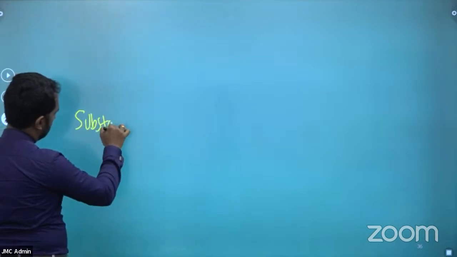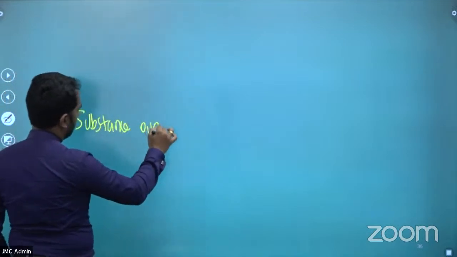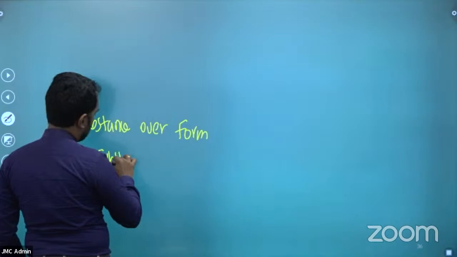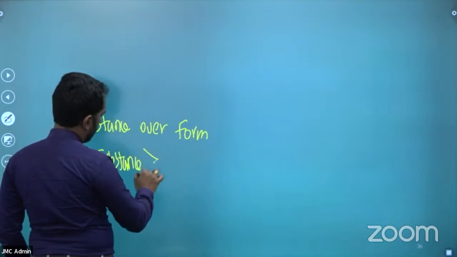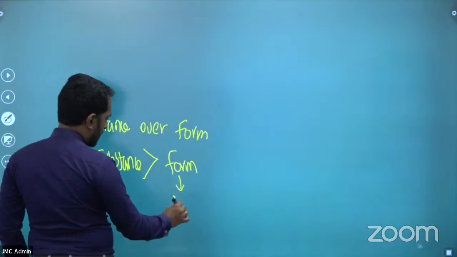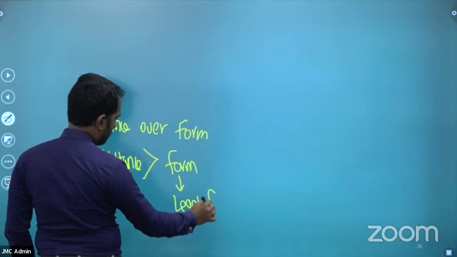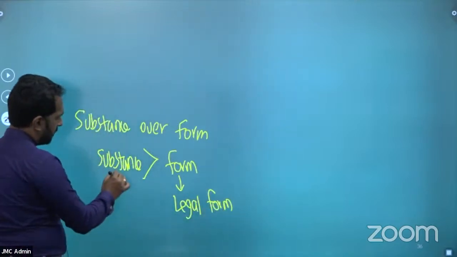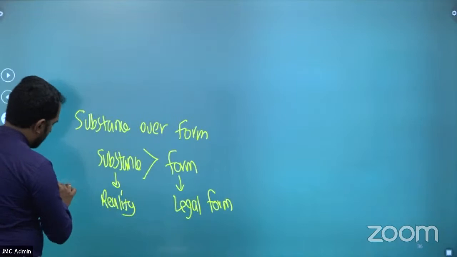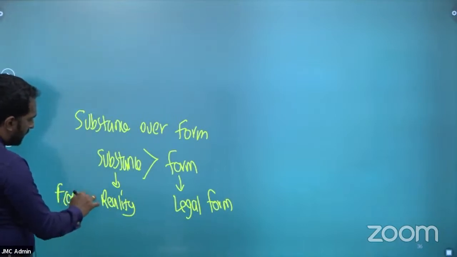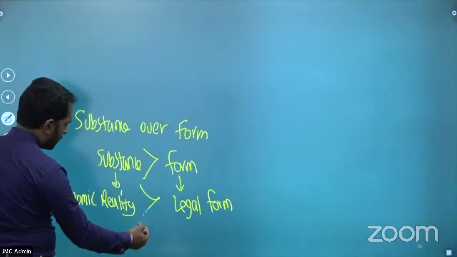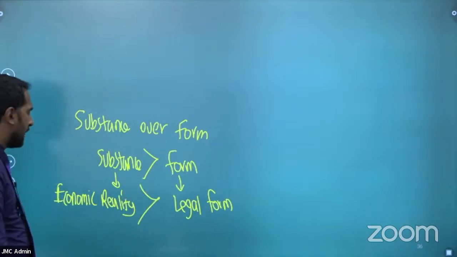We'll put substance over form. I can put this as substance over form. Form means the legal form. Substance means the reality. Reality in the sense, this is the economic reality. So simply it means your economic reality is more important than the legal form or the legal reality.